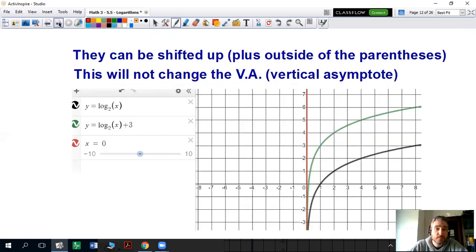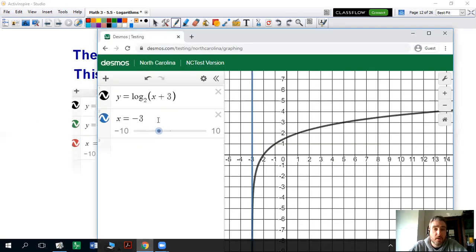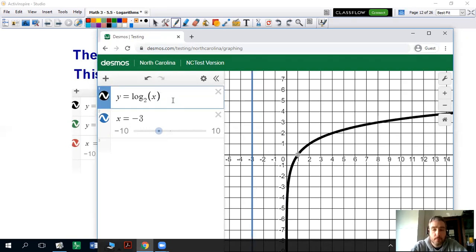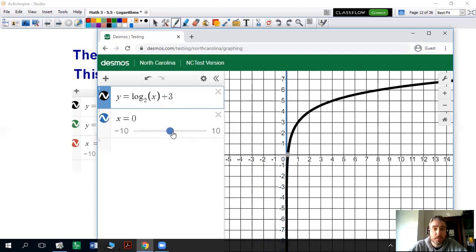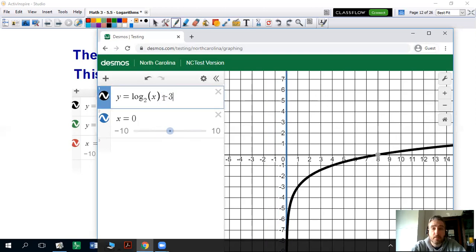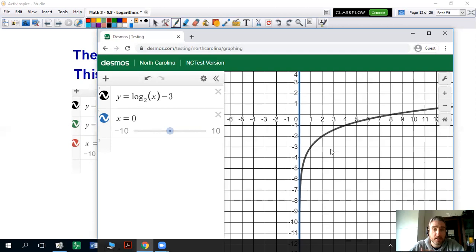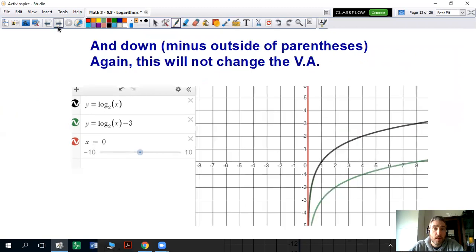We can shift things up or down. That won't change the vertical asymptote. If I decided I wanted to go up 3, I could add 3 to the very end of the equation after the parentheses, but that's not going to move it left or right, so that vertical asymptote would still be 0. And the same thing with -3. If I subtracted 3, it's going to shift down 3, but it's not going to shift the asymptote, so it'll still be 0. So up, down, either way, it's the number outside the parentheses. Up is plus, down is minus.